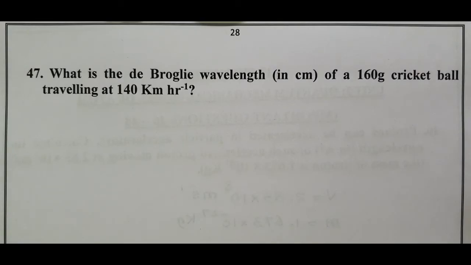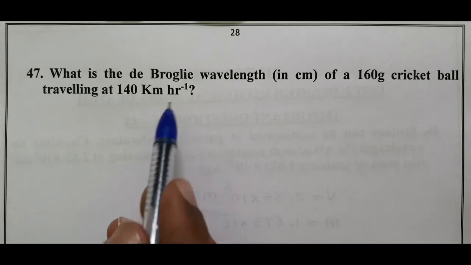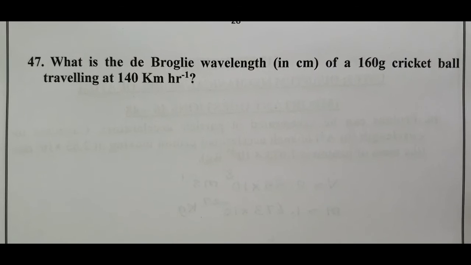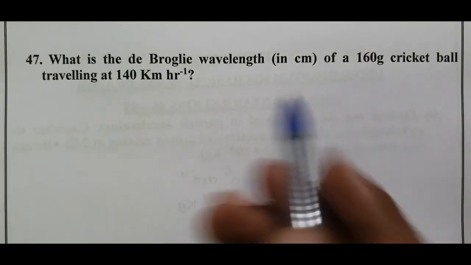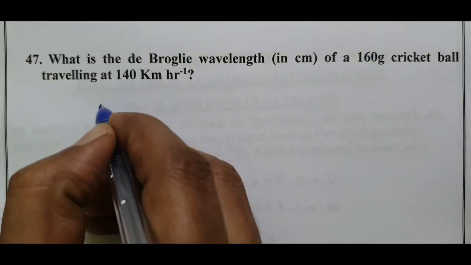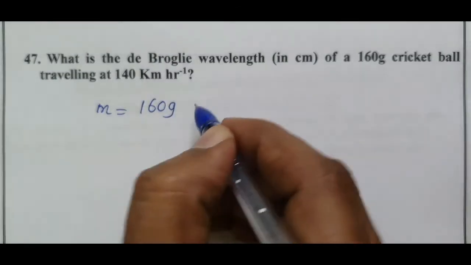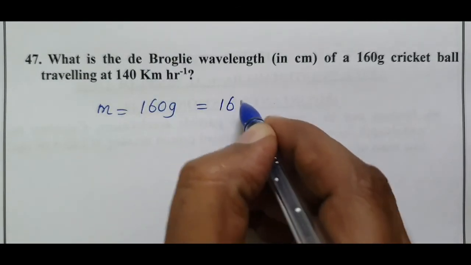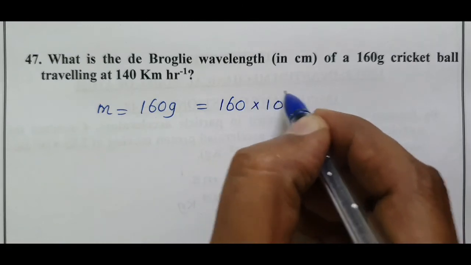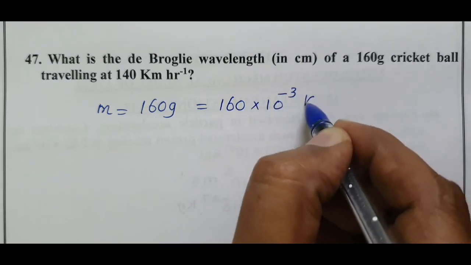Question number 47. What is the de Broglie wavelength in centimeter of a 160 gram cricket ball travelling at 140 kilometer per hour? First I write the given values. Mass of cricket ball equals 160 gram. We have to convert gram into kilogram: 160 × 10^-3 kilogram.